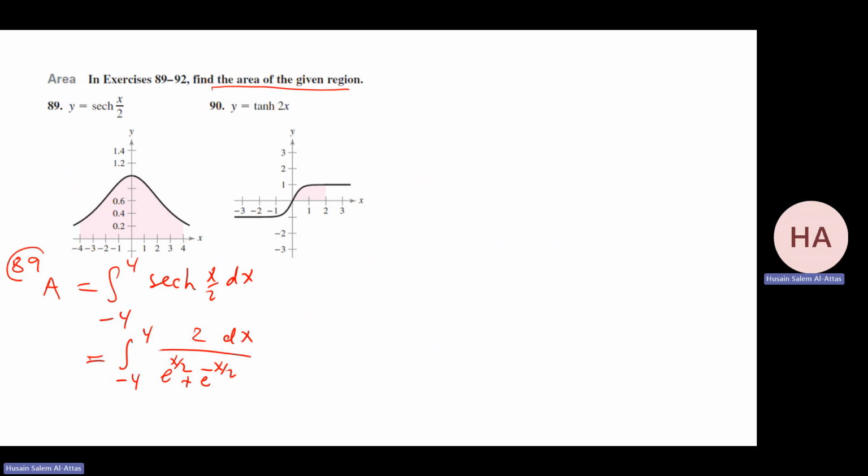Okay, now how to do such an integral? I can multiply by e^(x/2) over e^(x/2). That will not make a difference. So that will give me the integral from -4 to 4 of 2e^(x/2) over e^x plus 1. Or I can leave it like this, e^(x/2) squared plus 1. I think this will make it better.